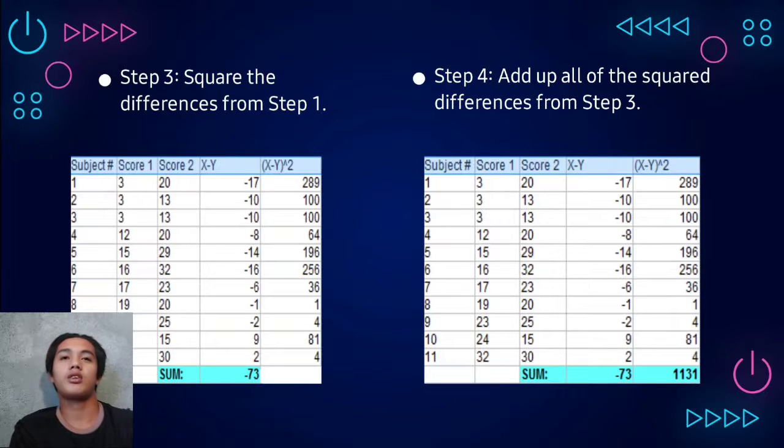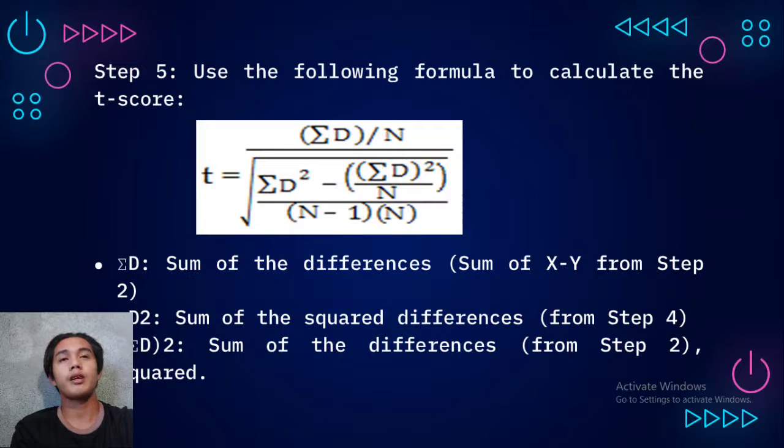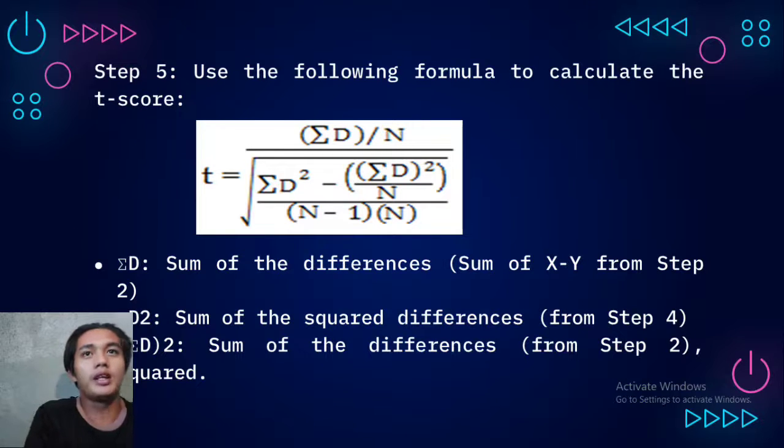Step 4 is, we will just total all the values of x minus y squared. So, 289 plus 100 plus 100 plus 64 plus 196 plus 256 plus 36 plus 1 plus 4 plus 81 plus 4 is equal to 1,131. That's it. This is getting a bit complicated.